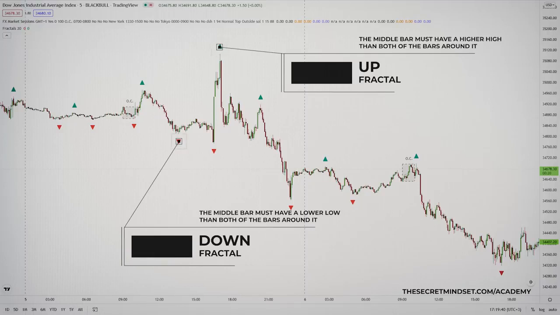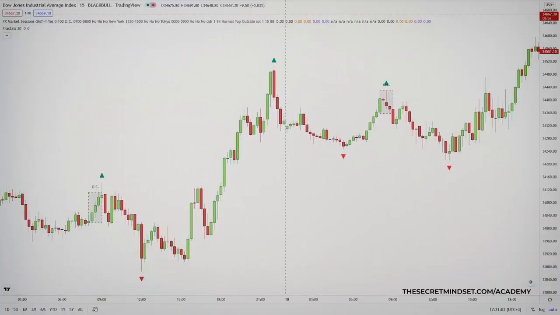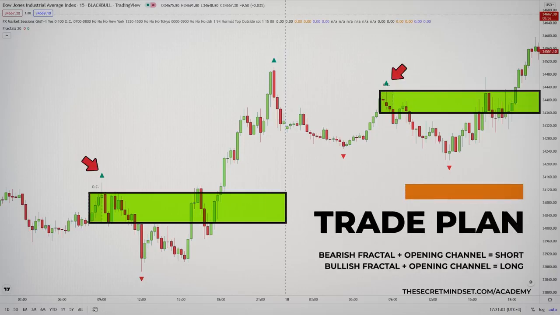So the fractal arrow appears only above or below the third candlestick if it is the highest or the lowest of the 5 bars. A bearish fractal serves as a resistance, and a bullish fractal acts as a support. I found that fractals, in combination with the opening channel, offer quite decent signals. This is basically a 100% price action approach. A fractal arrow shows at least a temporary level of support or a temporary level of resistance.